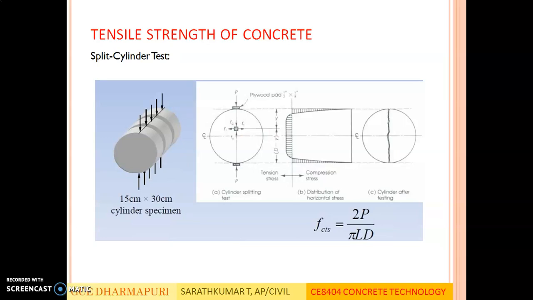This is the split tensile strength. As I already told, the cylinder is cast with dimensions of 15 centimeter diameter and 30 centimeter length, and the axial tensile load is applied along one of the diameters. The failure load P is noted, and the split tensile strength is calculated using the formula 2P divided by pi L D, where P is the failure load.